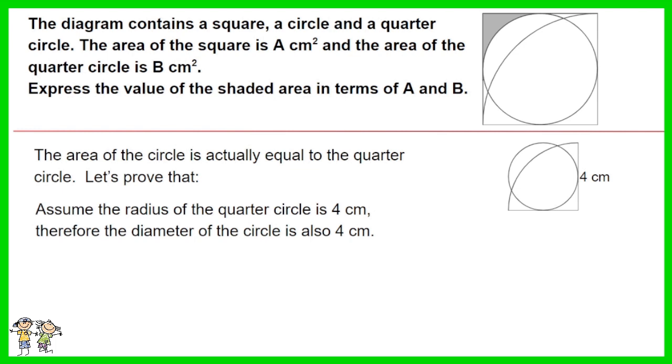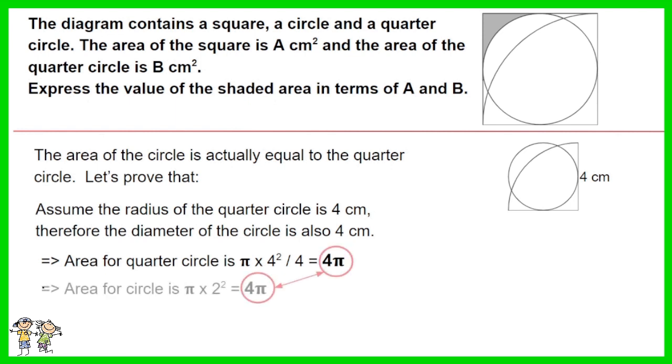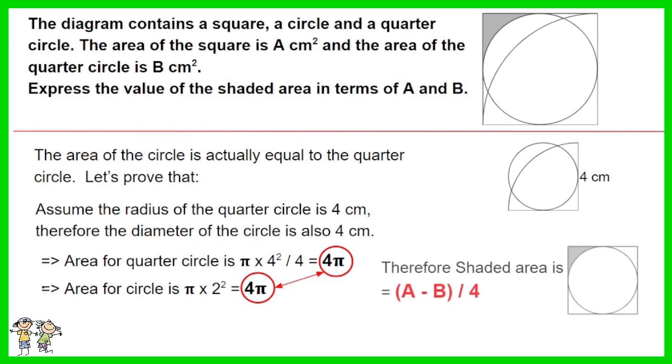also 4 centimeters. Area of the quarter circle is pi times 4 squared divided by 4, which is equal to 4 pi. Area of the circle is pi times 2 squared, which is also equal to 4 pi. Therefore the shaded area is the area of square minus area of the circle, which is A minus B, then divided by 4.